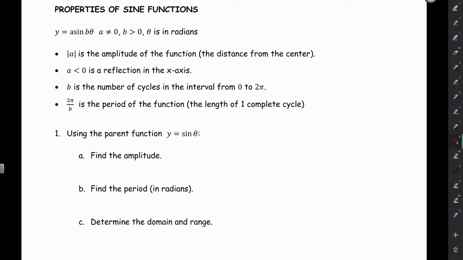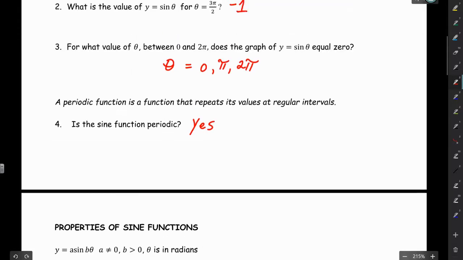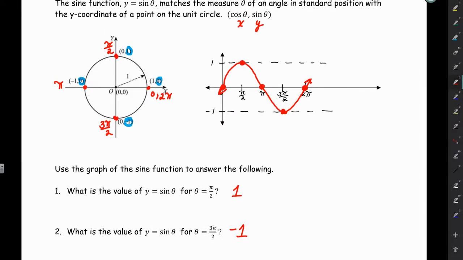So number 1 says, using the parent function y equals sine theta, we're going to determine some things. First, what's the amplitude? The amplitude is the value that is in front of sine. So there's an invisible 1 here. So the amplitude of the parent function of sine is equal to 1. That means the distance from the center is 1. If we go back and look at our graph, here's our center, right on the x-axis, and the distance from the center is 1. Our amplitude is 1.